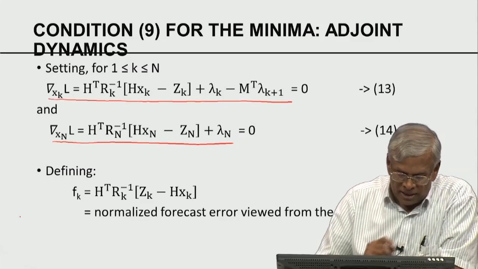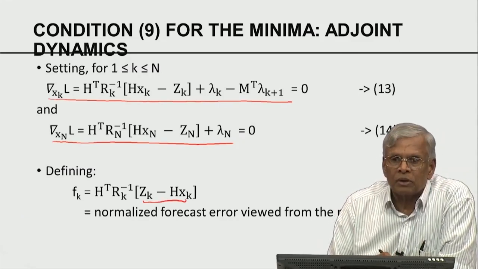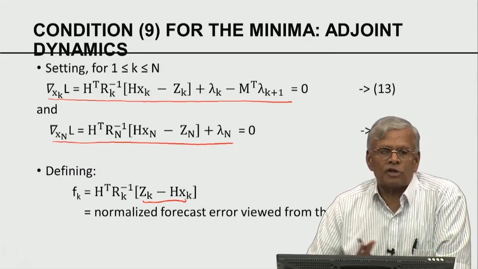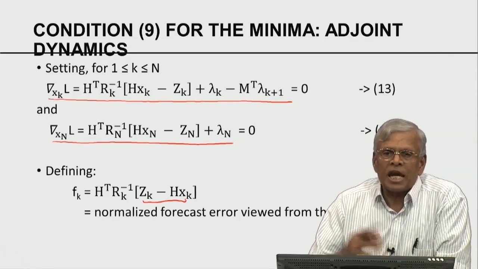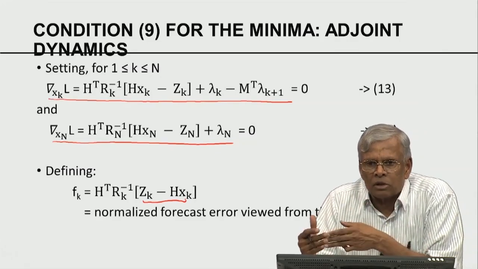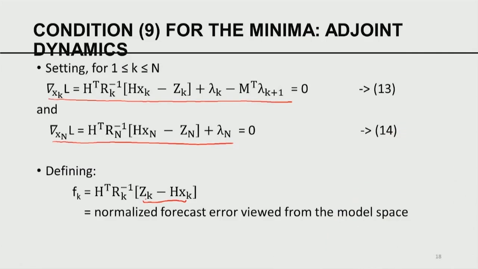a variable called f of k. Now let us understand what f of k is. zk minus h of xk is the residual. If zk is equal to h of xk, there is no residual. The difference between the observation and h of xk, which is the model counterpart of the observation. Actual observation minus the model counterpart of the observation is the residual or the error. If I divide that by Rk, that is a form of normalization.